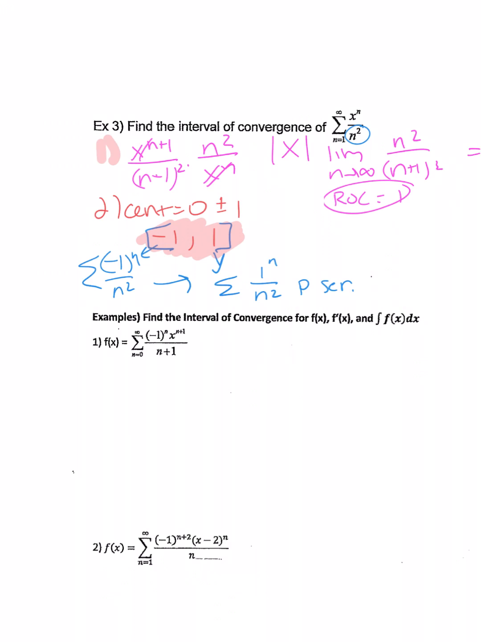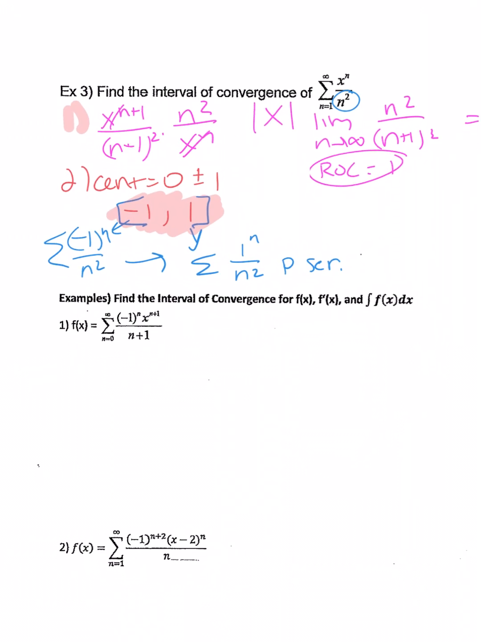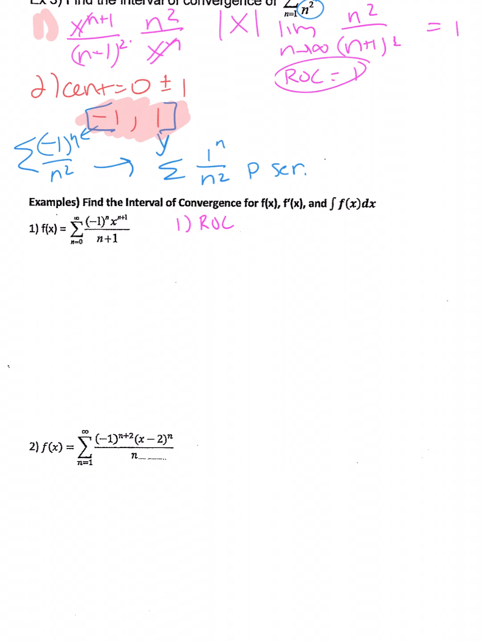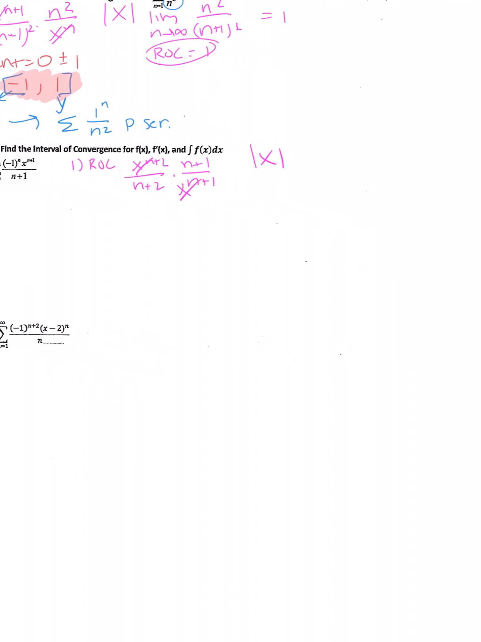All right, one last example here, talking about finding f, f prime, and the integral of f. First, the interval of convergence for this one. We start with the same steps. First, we find the ROC. So we're going to do x^(n+2) over (n+2) times (n+1) over x^(n+1). When we cancel this out, we have x, and nothing else cancels.